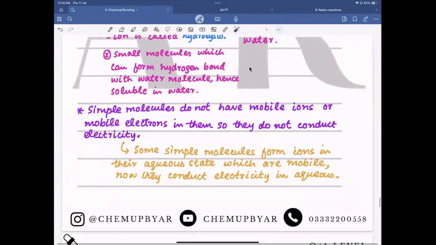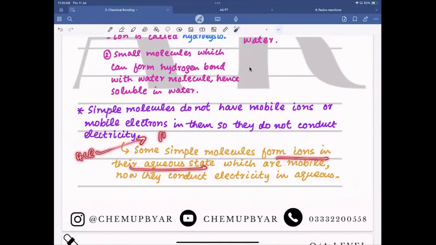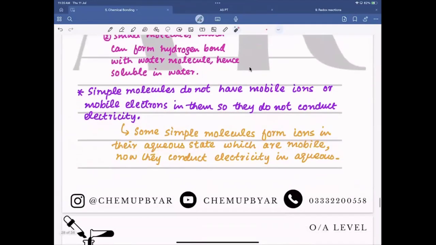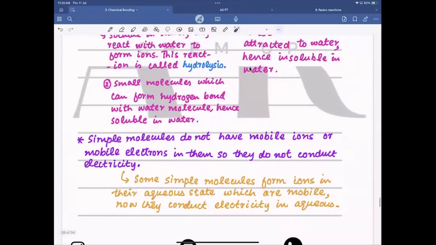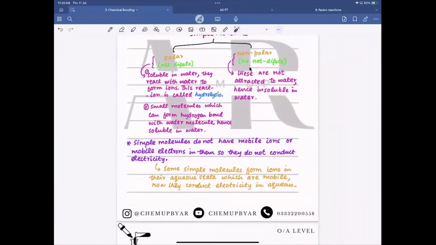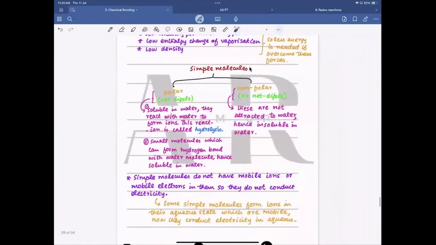Now, the next property: simple molecules do not have any mobile ions or mobile electrons, so they do not conduct electricity. But some simple molecules form ions when they are in their aqueous state. So it means when we dissolve them in water, like HCl, HCl has no ions, but when it gets dissolved in water, it forms ions in the aqueous state. So in their aqueous state, it can conduct electricity. Okay. Is this clear? Yes, sir. Anything else you want to ask, any query? No, sir.